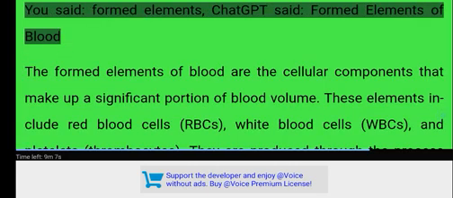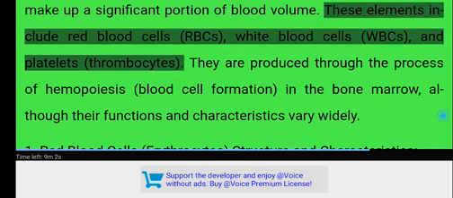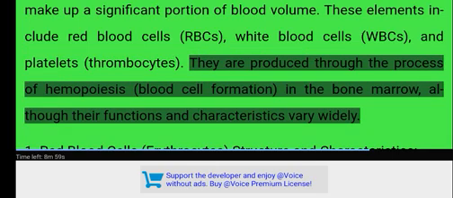Formed elements of blood. The formed elements of blood are the cellular components that make up a significant portion of blood volume. These elements include red blood cells, RBCs, white blood cells, WBCs, and platelets, thrombocytes. They are produced through the process of hematopoiesis, blood cell formation, in the bone marrow, although their functions and characteristics vary widely.